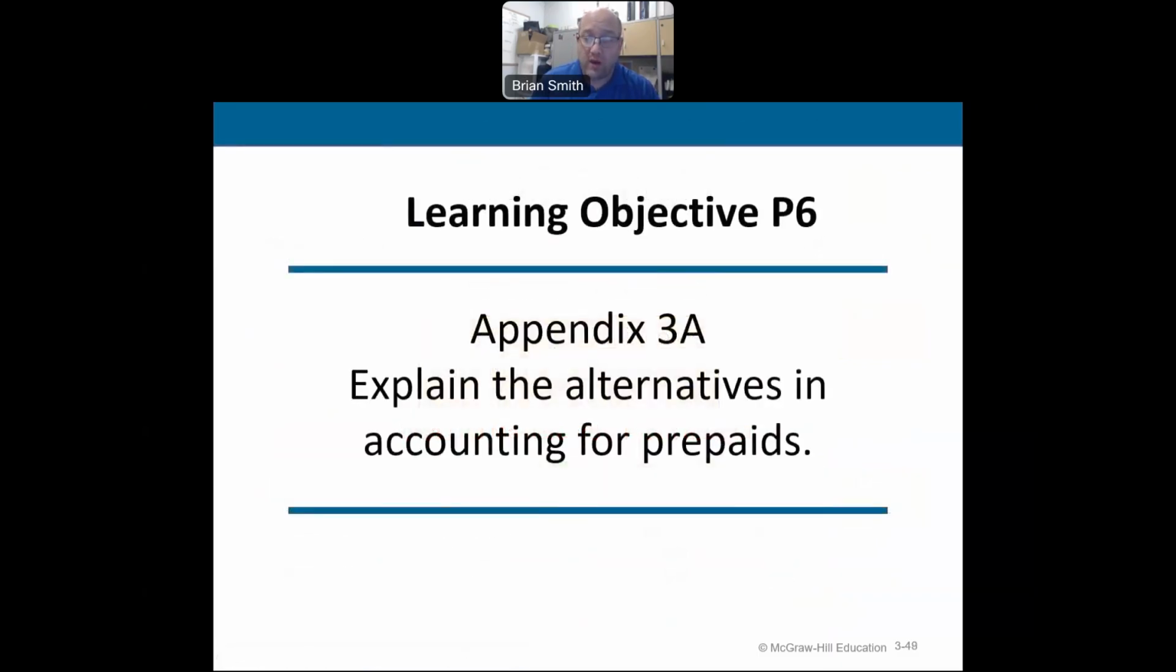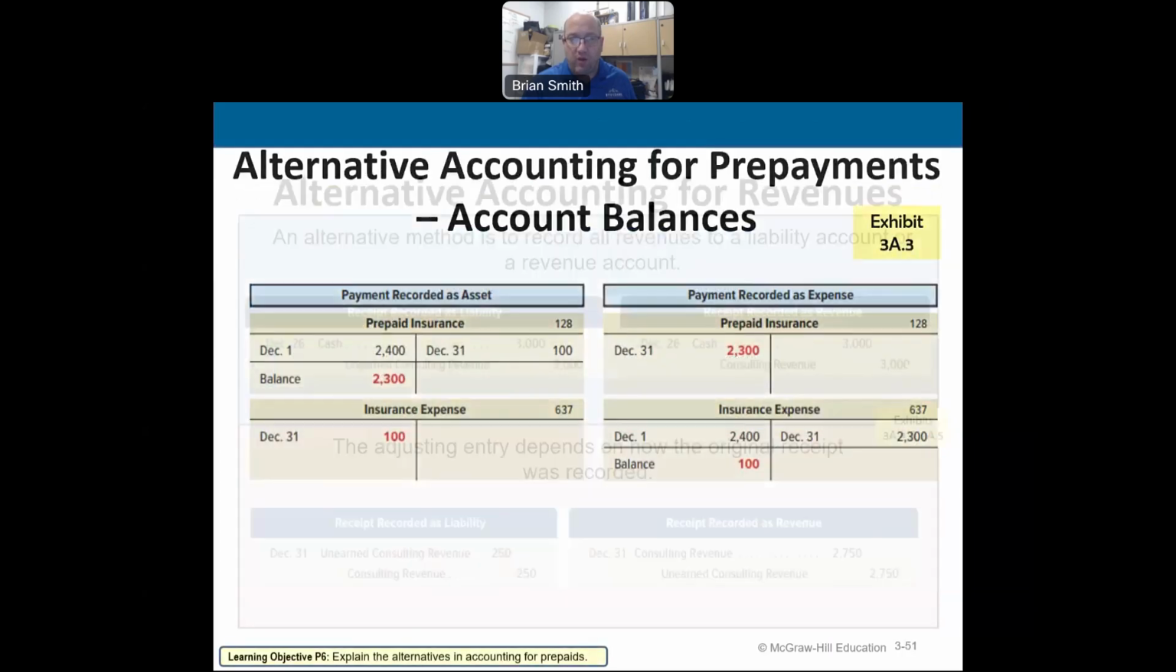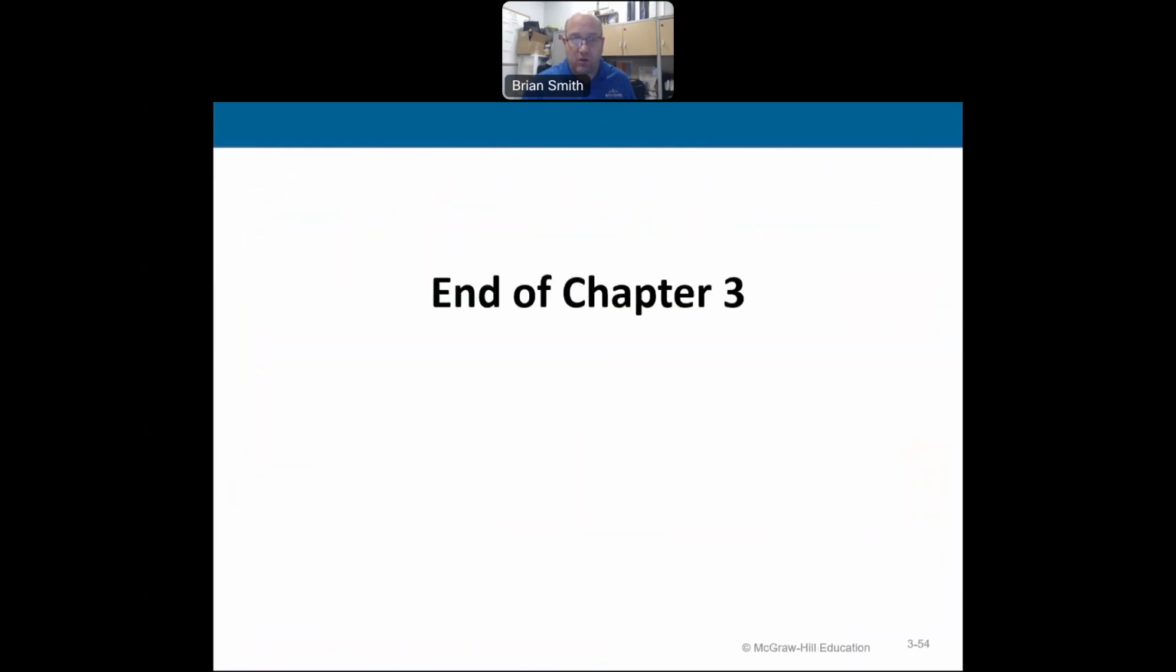Don't worry about explaining alternatives in accounting for prepaids. I hate this method. I don't understand why anybody would use it. It's more work for the accountant, but for some reason, companies love to do this. It's ridiculous, but don't worry about it. I'm not even going to go over it, and I hope my adjuncts aren't going over it either. That is the end of chapter 3.